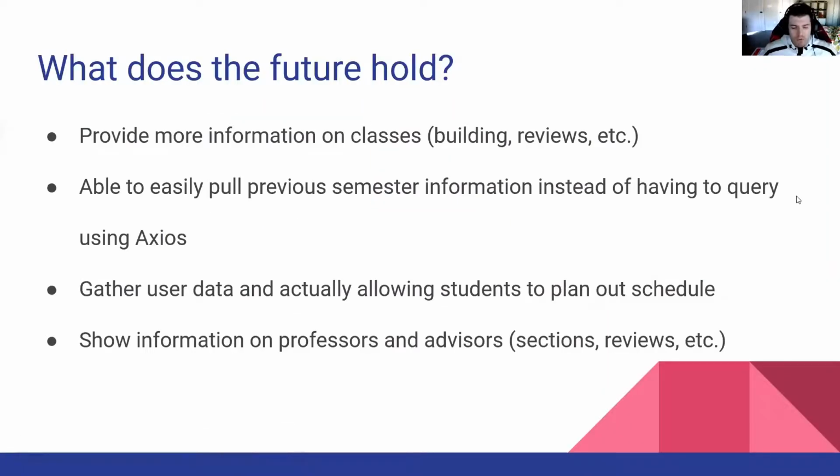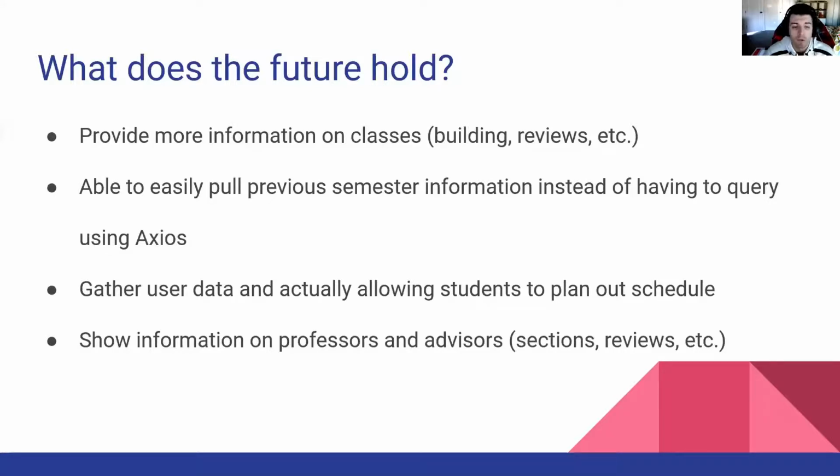So what does the future hold for this project? There are a lot of things we wish we could have implemented if we had more time. At the moment, we think that if we could provide more information on the classes, such as buildings, reviews, and probably sections as well, that would be very helpful for someone who wants to use this on a daily basis. Also, finding an easier way to pull information from previous semesters instead of having to query it using Axios. That is something we would love to see, but that would have to come from the API personnel. However, that would make it much easier to use.